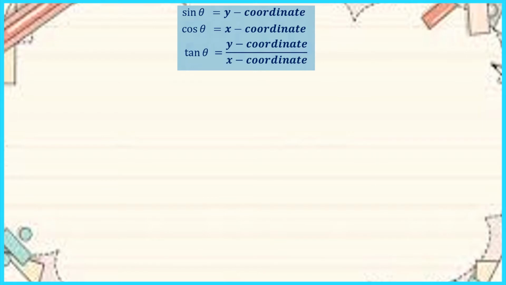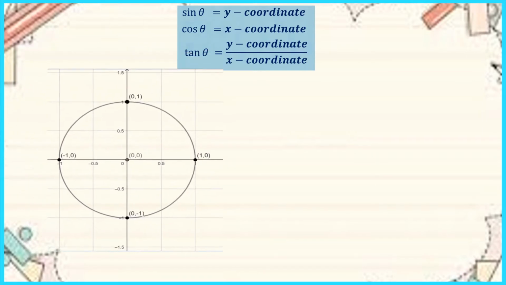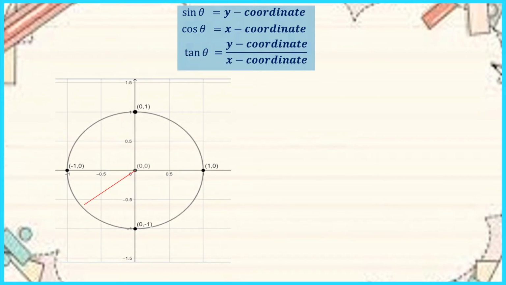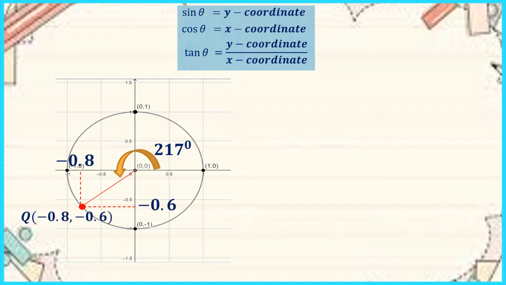Now let us have another one. Supposing we have a point in quadrant 3 that makes up an angle of 217 degrees. So let us take a look at the coordinates. The x coordinate is equal to negative 0.8 and the y coordinate is equal to negative 0.6. So therefore, this point Q is at negative 0.8, negative 0.6.